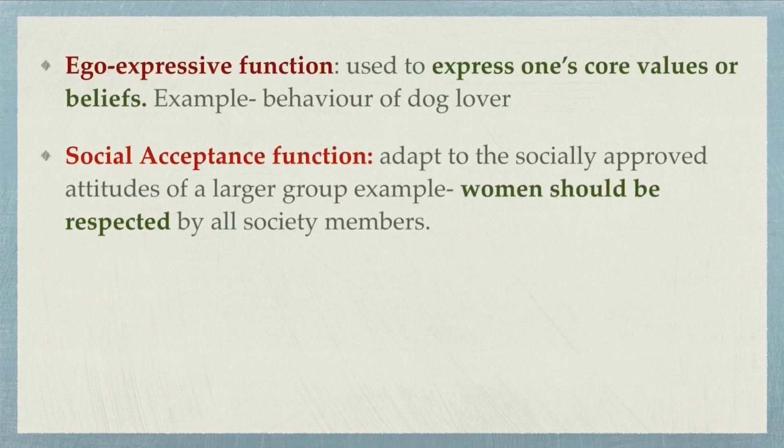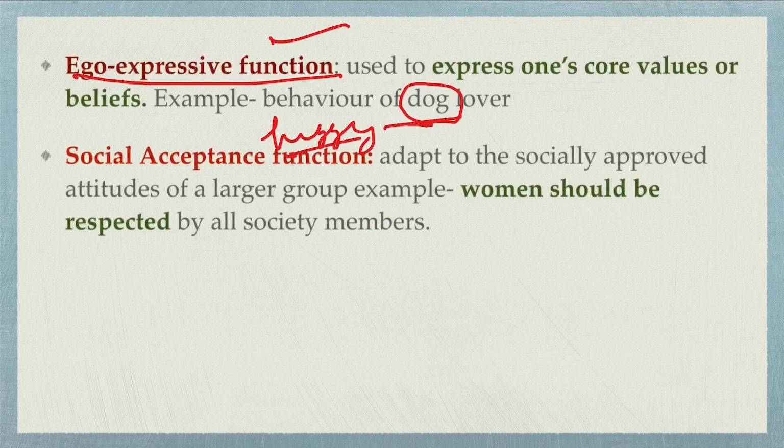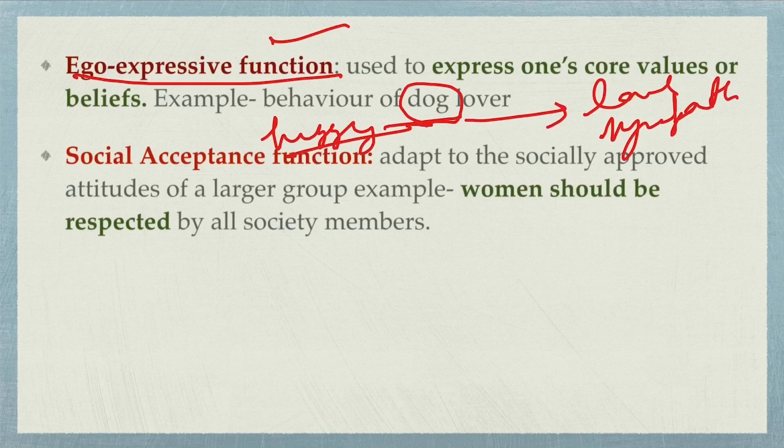Now thirdly, ego expressive function. Our attitude towards a particular thing helps us to express our values. For example, if someone is behaving in a particular way to a dog in a street, for example, if someone is hugging a dog, then you can say that that person believes in values like love and sympathy towards animals. So attitude also expresses your values.